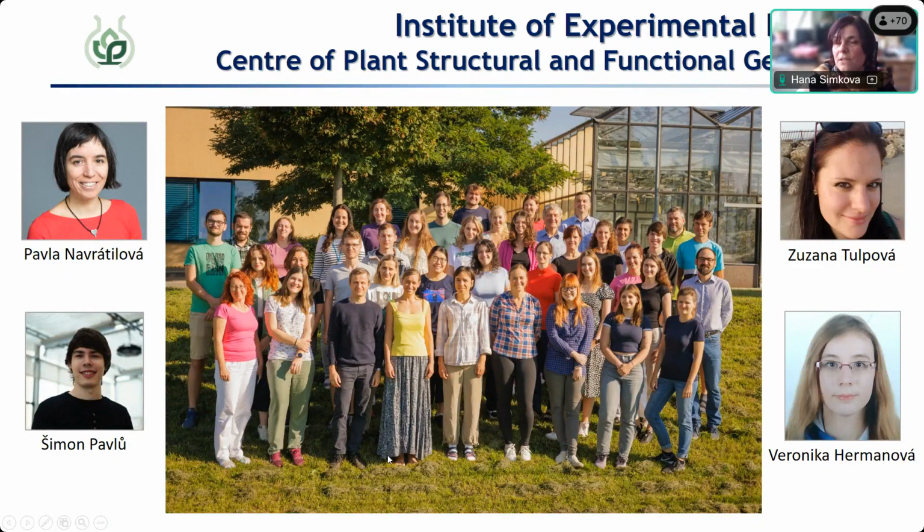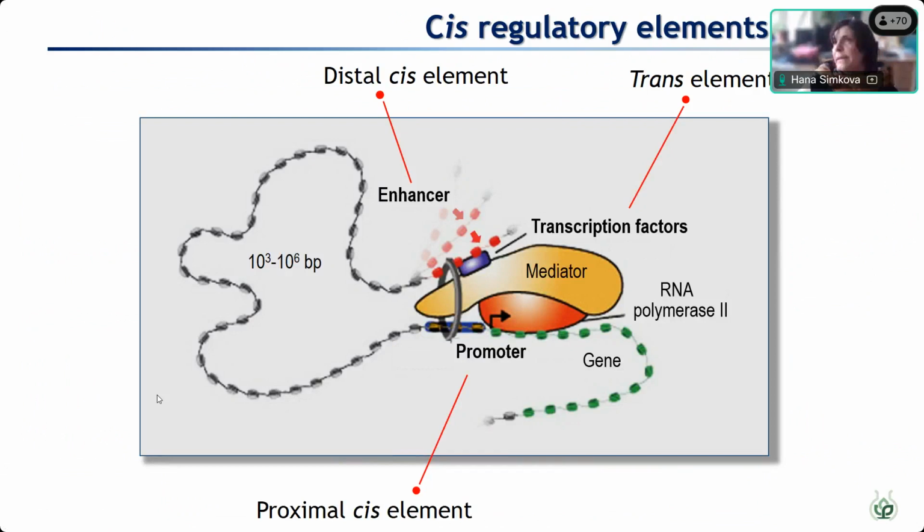Currently we work on clarifying gene transcription and its regulation in barley, and specifically we are interested in the cis regulatory elements. To explain what I'm speaking about, the best known cis regulatory element is the promoter, which may get into contact with another sequence, which may be quite distal from the gene in the genome, as far as 100 kilobases or even more.